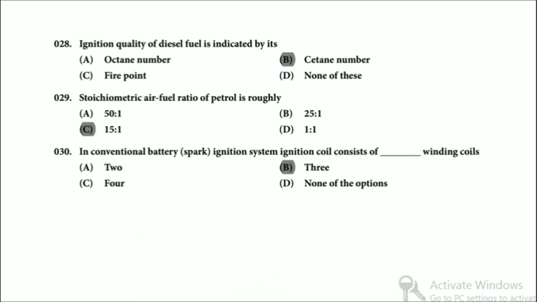So question number 28. Ignition quality of a diesel fuel is indicated by its dash: octane number, C10 number, fire point, and none of this. If you see question numbers 28, 29, and 30, all these are theory based questions, so there won't be much explanation. You can have a direct answer based on understanding or your remembering. So the first question, 28, ignition quality of diesel fuel is indicated by its C10 number, so B should be the answer.